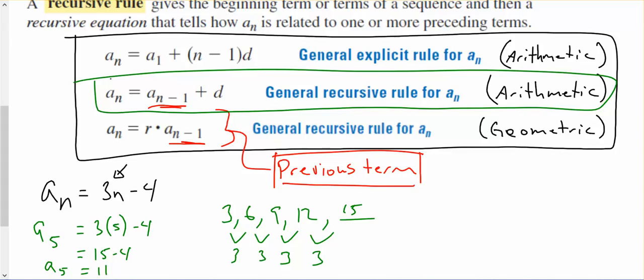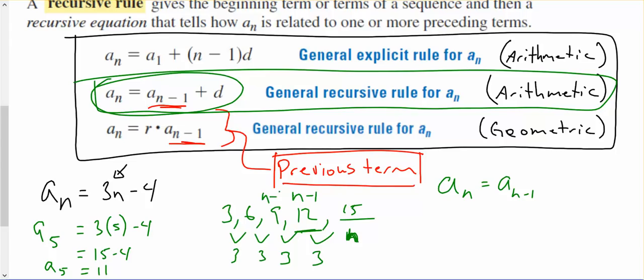And that's exactly what this rule says. This rule says that we have a sub n equals a sub n minus 1, and this means our previous term. So how did we get to 15? Well, this is our nth term, and so our nth term is going to be our previous term. That's a sub n minus 1, n minus 1. This one would be n minus 2. We're on term n. We want to find out what that is.